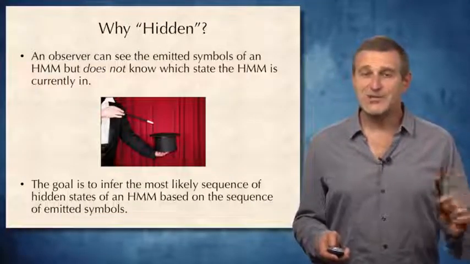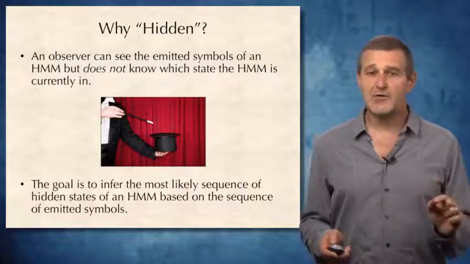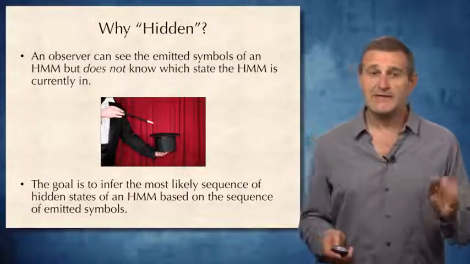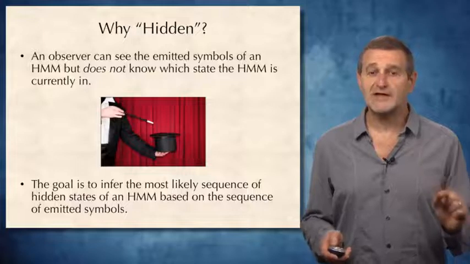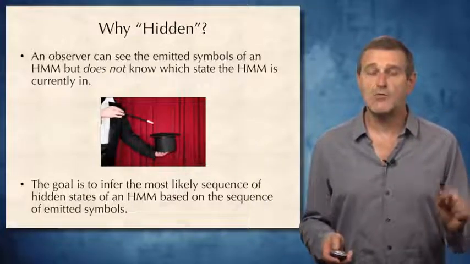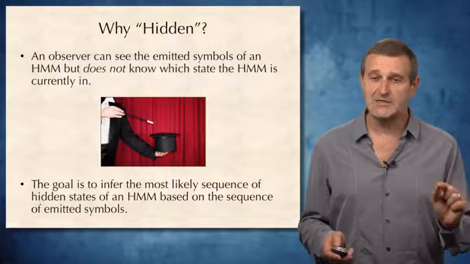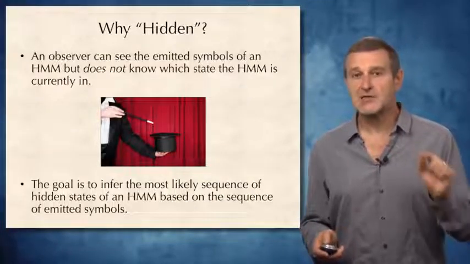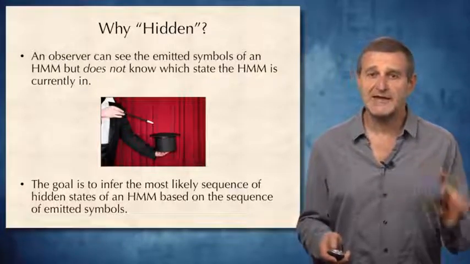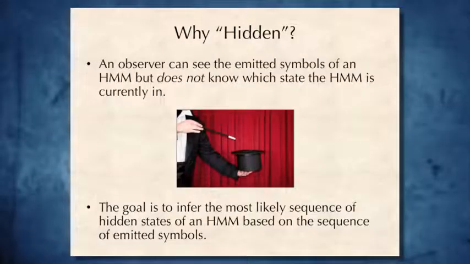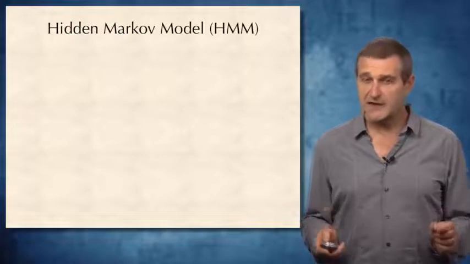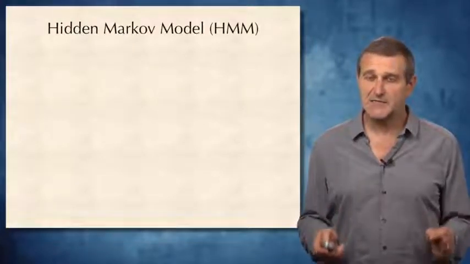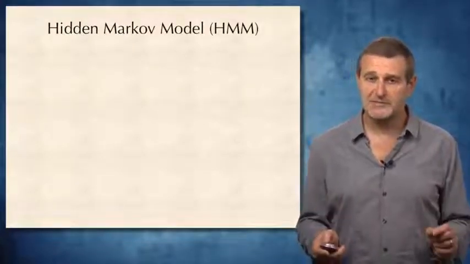Now, why the word hidden in the hidden Markov model? An observer can see the emitted symbol of an HMM, but doesn't know which state the machine was in when it emitted this symbol. And the goal is to infer the most likely sequence of hidden states of an HMM based on the sequence of emitted symbols. Formally, the hidden Markov model is defined by the set of the following four objects.